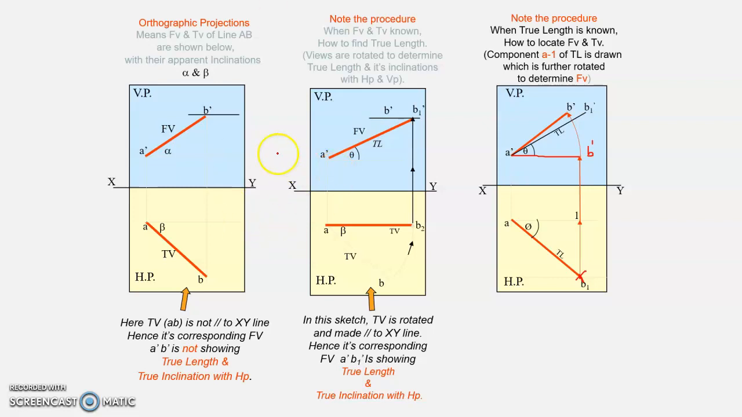In some cases like this, they will give the true length. From the true length we will draw a vertical line like this up to the locus of A. From here we will draw an arc so that we will get the front view. This is the front view. So this is the procedure to obtain the front view and top view from the true length.